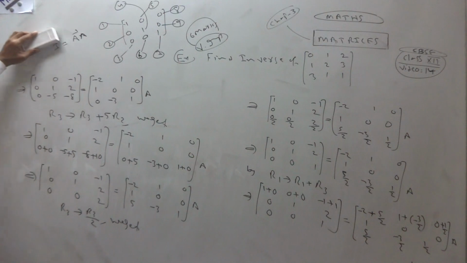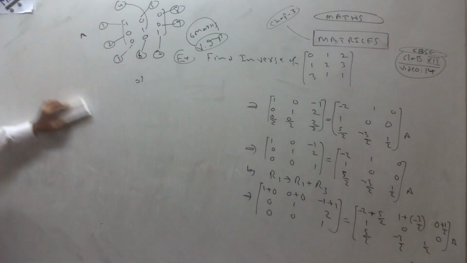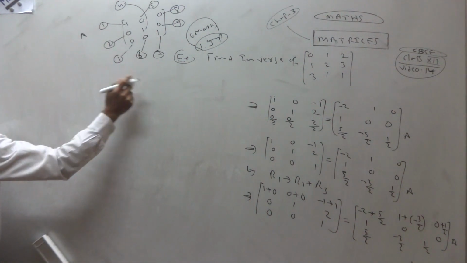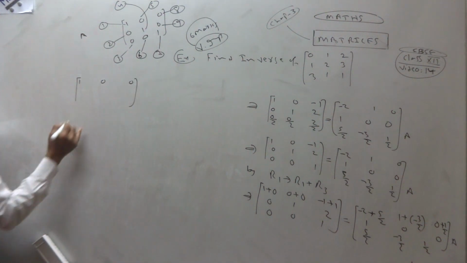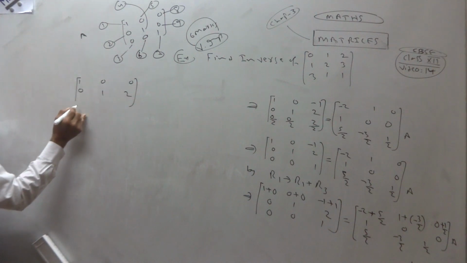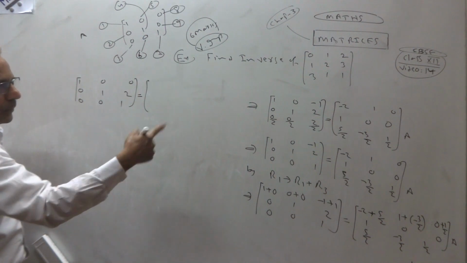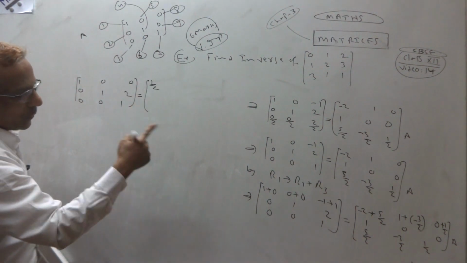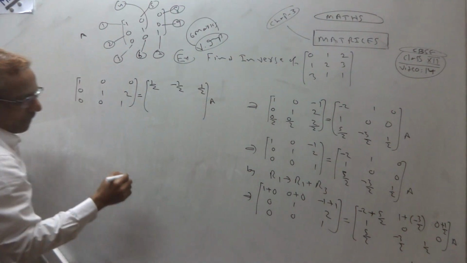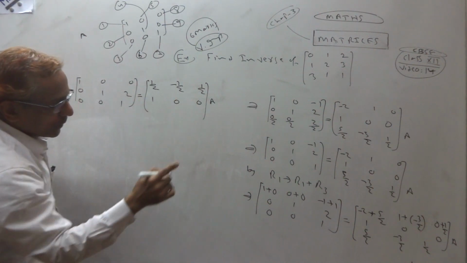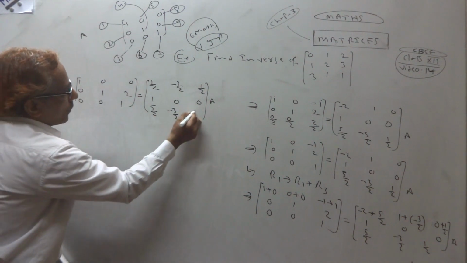So what are we getting then? If it is given, it will be given for 6 marks. 1, 0, 0, 0, 1, 2, 0, 0, 1 is equal to what we are getting? 2 fours, minus 4 plus 5, 1 by 2. 2 ones are 2, 2 minus 3, minus 1 by 2. That is 1 by 2. 1, 0, 0, 5 by 2, 3 by 2, 1 by 2.